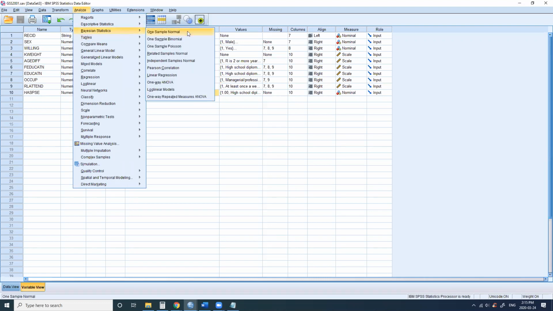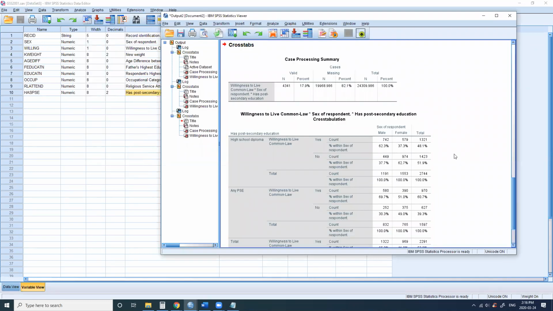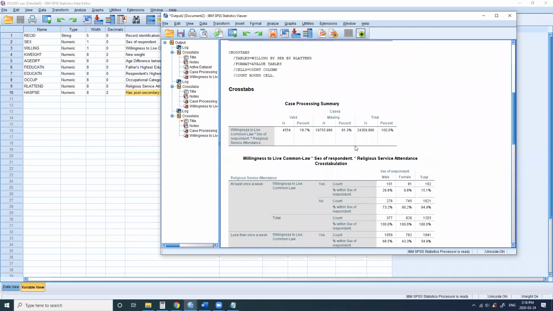So let's go to Analyze, Descriptive Statistics. We're going to go to Crosstabs. And again, keep willing in the rows and sex in the columns, but for our layer, we're going to get rid of religious attendance and instead put this has PSC variable in here and press OK. So again, recall the original gender gap is 26.4 points, right? Men are 26.4 percentage points more willing to live common law than women are.